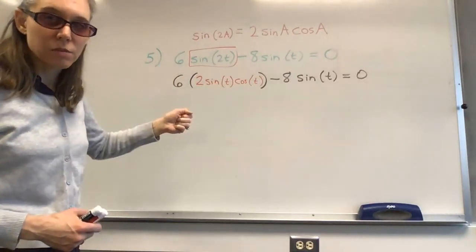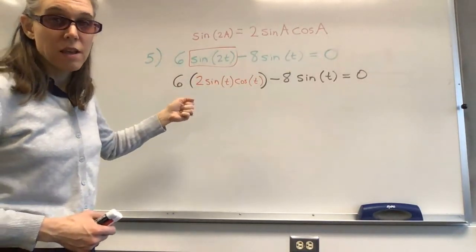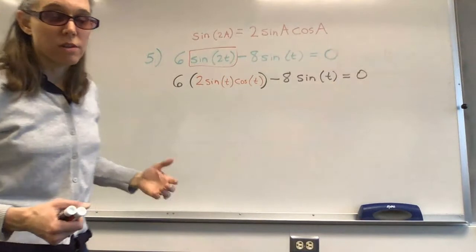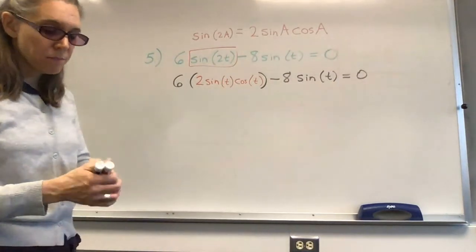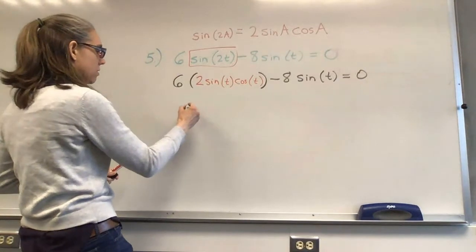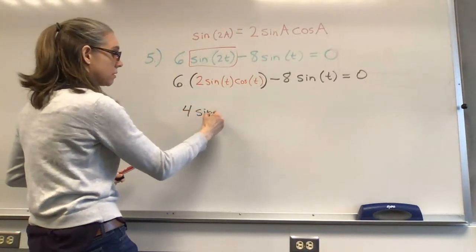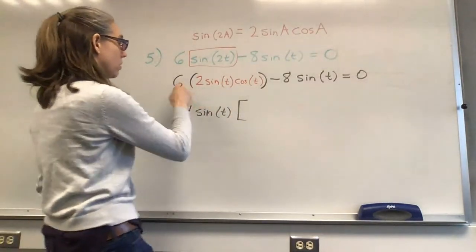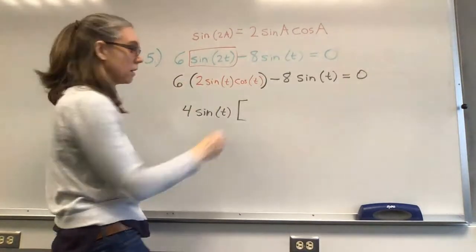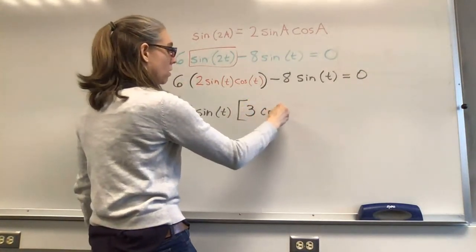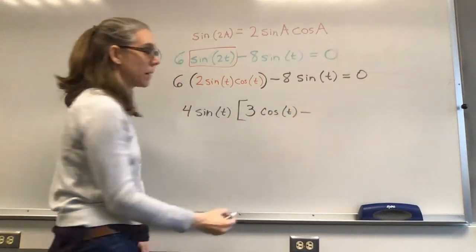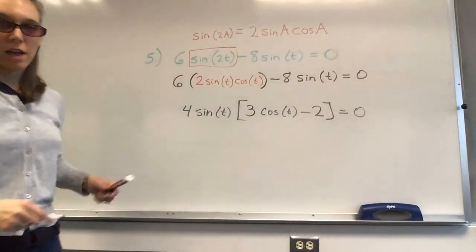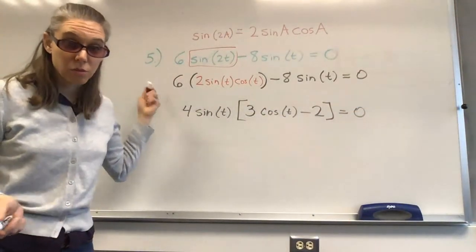Okay, next we're going to factor out our GCF. And if you have a 12 and you have a sine t and you have an 8 and a sine t, then you have a GCF of 4 sine t. So you can go straight to 4 sine of t being factored out. And then that is going to give you, since 12 divided by 4 is 3, 3 cosine of t minus 2. And you do not have to show the intermediate step of 6 times 2 is 12.